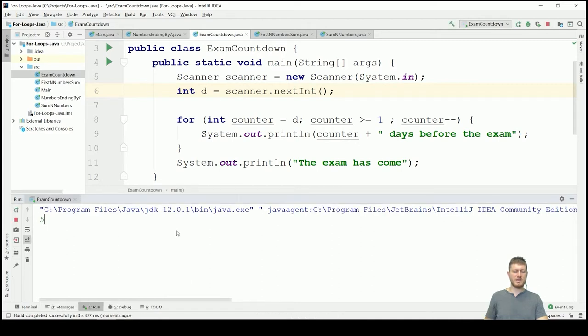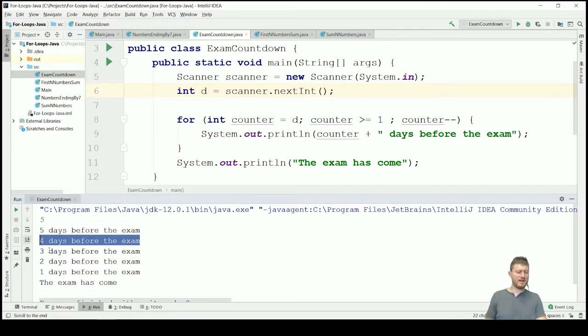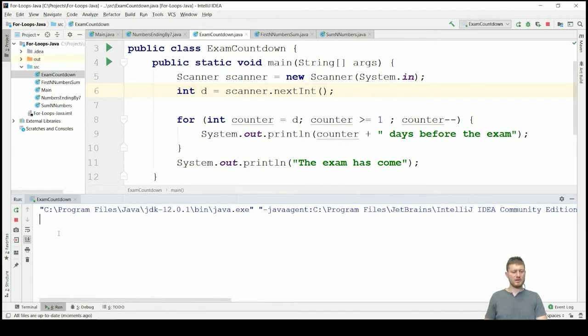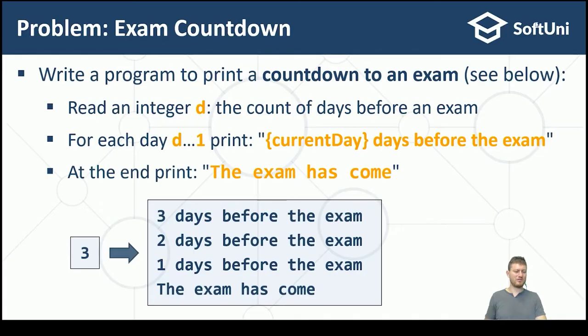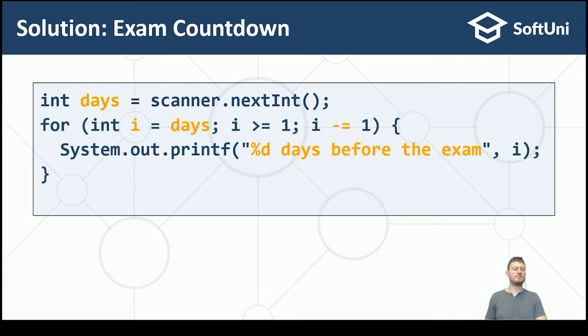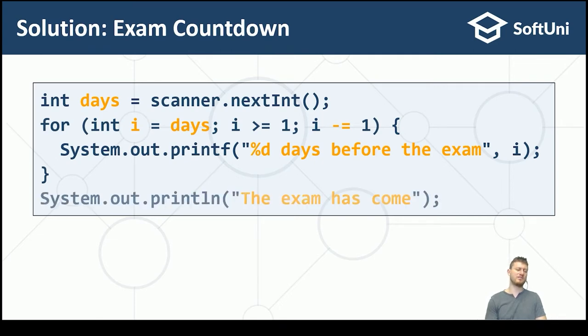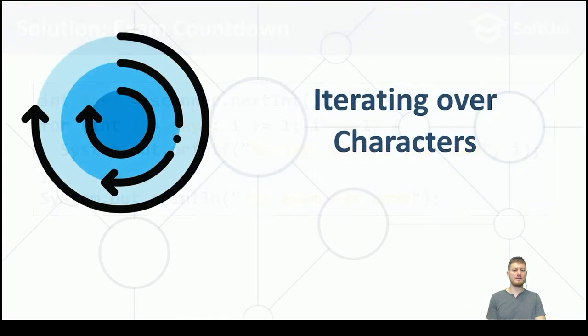I start this program and I start from 5, for example. 5 days before the exam, 4 days before the exam, 3 days, 2 days, and finally the exam has come. We can start from 2, it's like this. If we start from 0, the exam has already come. Okay, so this is the example and this is the solution. It's very similar, just a similar for loop, and the print is using printf, and the exam has come is the final thing after the loop. It's a very simple thing, just to demonstrate a loop which starts from n and decreases n minus 1, n minus 2, n minus 3 until 1. The countdown. Okay.